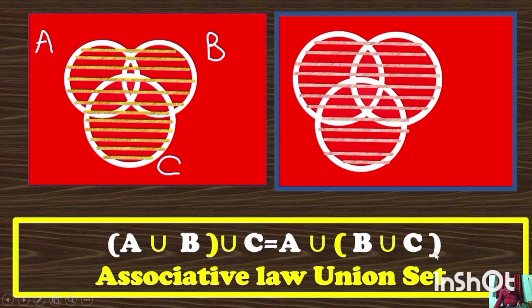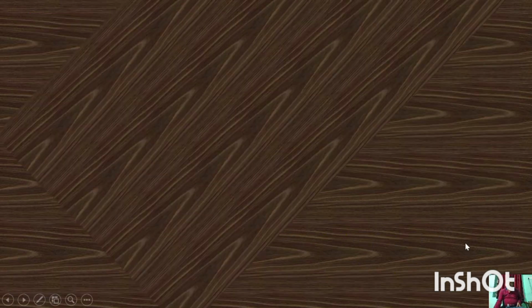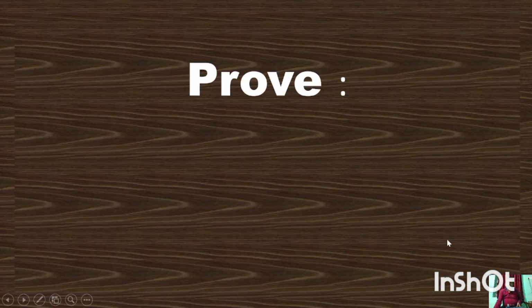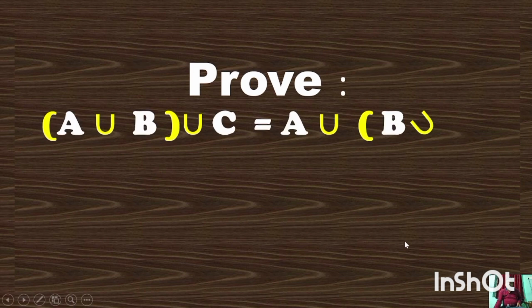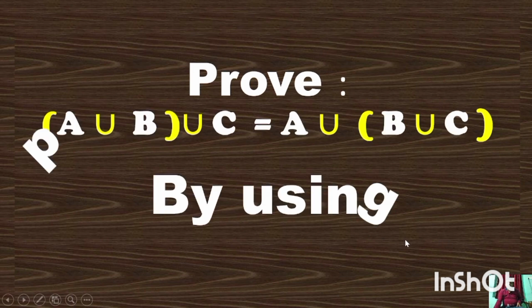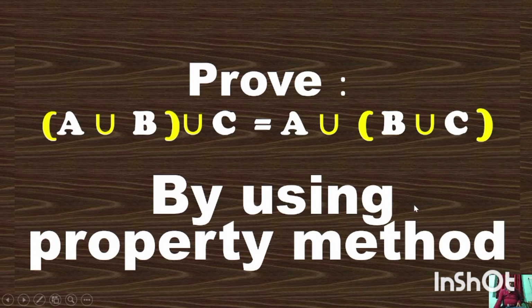Is it clear? Yes? Understand? Once again look at it. Okay. Similarly, we can prove it another way. See, how can we prove it using the property method also? See how the different methods we can use to prove the concepts and properties of set theory.